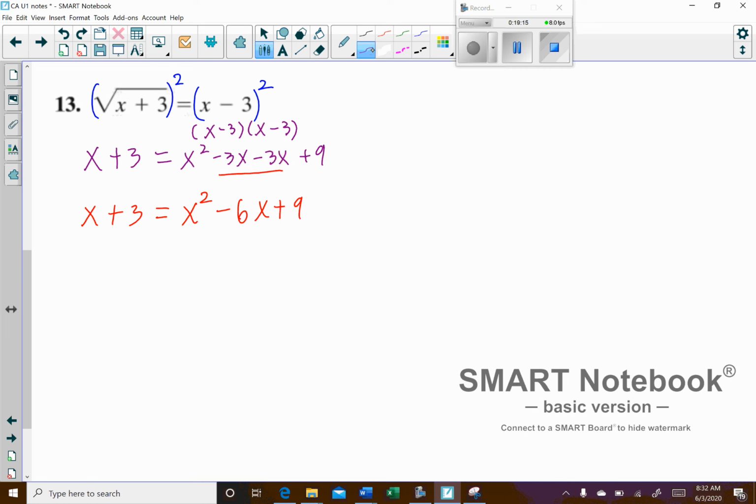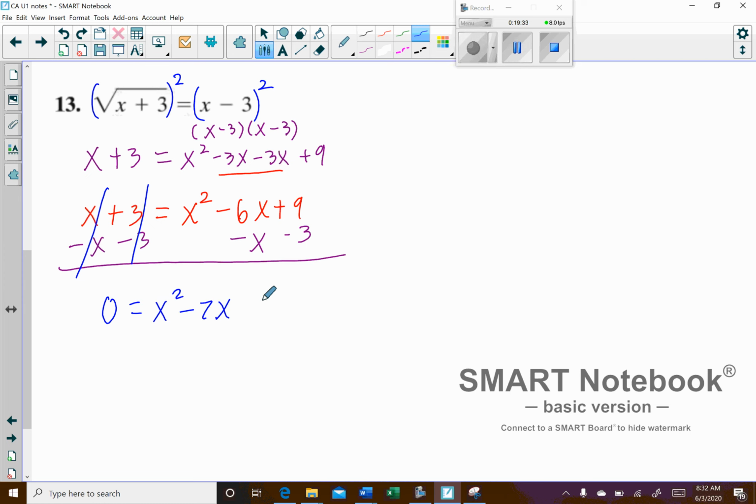Now we'll go ahead and set this equal to 0 and factor it just like the previous one. So we'll subtract an x from both sides, and we'll subtract 3 from both sides. That cancels out. 0 equals x squared minus 7x plus 6. And then this factors right here. Let's see, so doing the A&M method, that should be minus 6, minus 1. And so your two proposed solutions are positive 6 and positive 1.